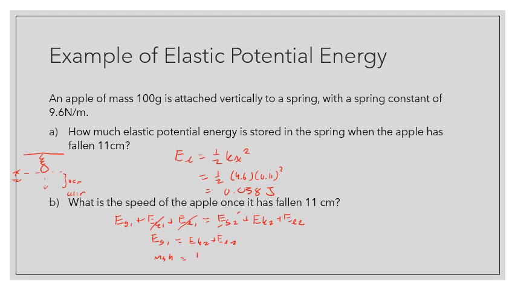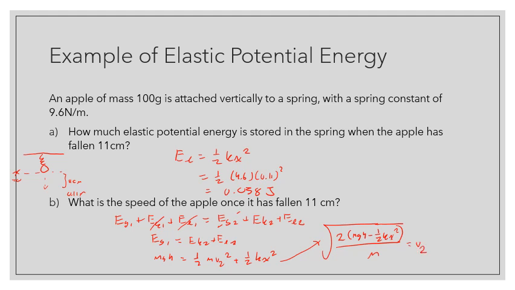So mgh is equal to 1/2 mv2 squared plus 1/2 kx squared. It's this v that we're looking for, this v2. If we do some algebra, we can get this expression: the square root of 2 times (mgh minus 1/2 kx squared) all over m is equal to v2.